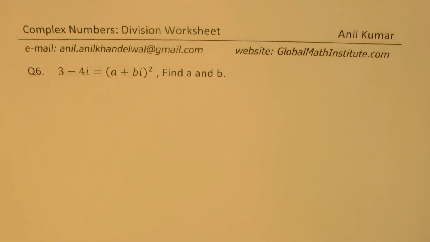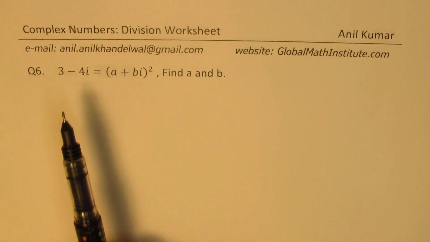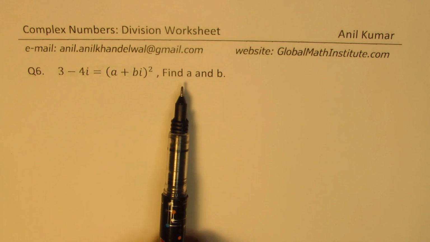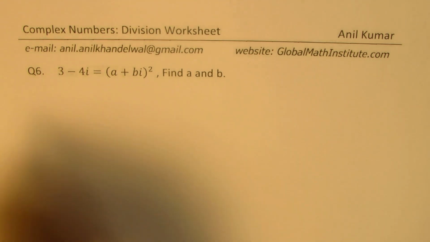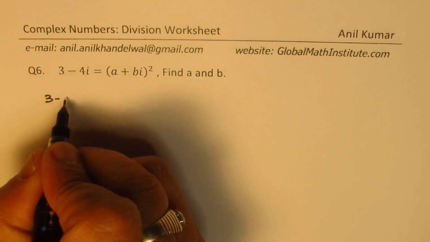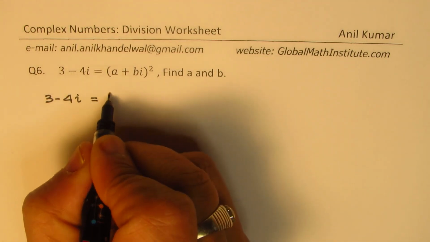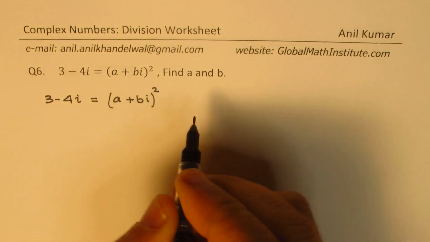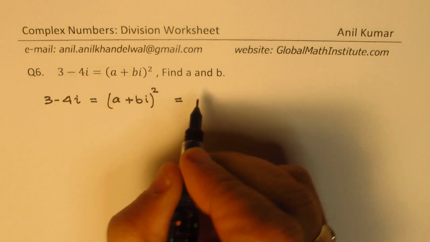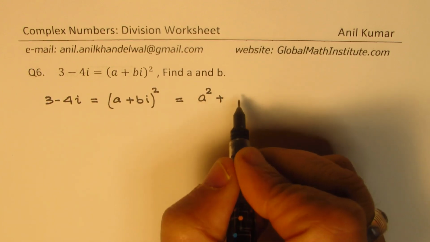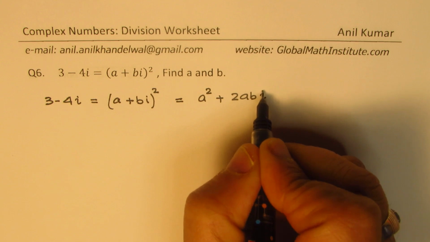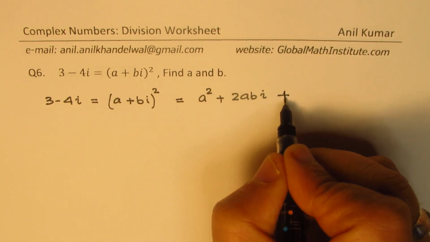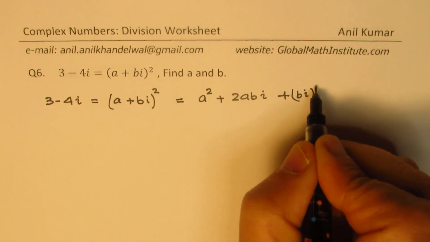Now let's take question number 6, where we are saying 3 minus 4i is equals to a plus bi whole square. We need to find the value of a and b. Right? So let's expand this. So what we get here is a square plus 2abi minus b square, right? Because i square is minus 1, or you could do it in two steps, a plus bi whole square.